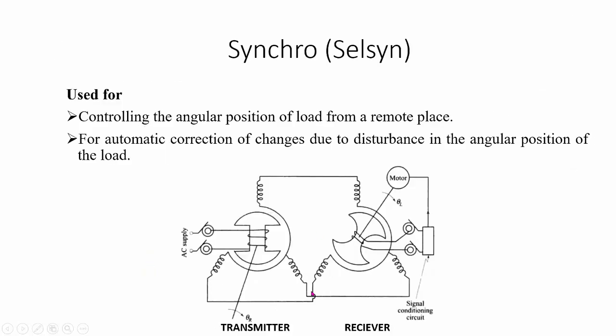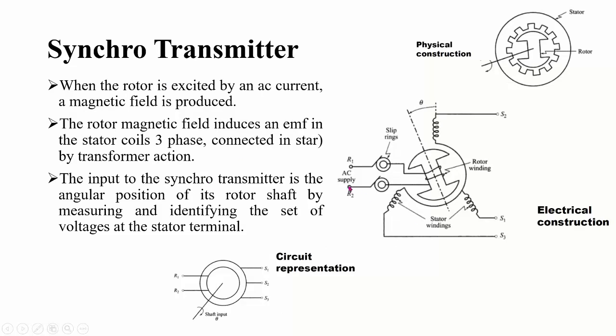Now we talk about the synchro transmitter. If you look at the transmitter side, you'll see that there is an AC supply provided to the rotor, while the stators are connected in star fashion. When the rotor is excited by an AC current, a magnetic field is produced. If you give an alternating supply to the rotor, it will allow alternating current to flow through this winding, which in turn will produce an alternating flux in the rotor windings. The rotor magnetic field induces an EMF in the stator coils, 3-phase, connected in star by transformer action.